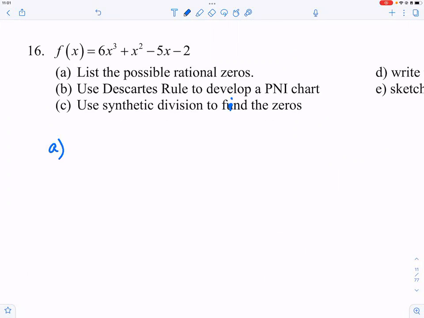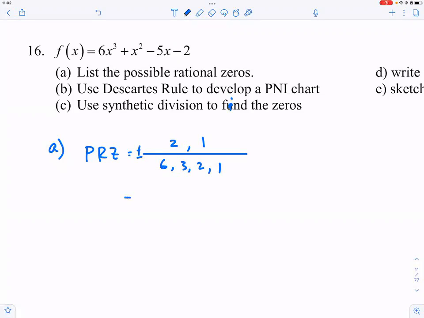Part A asks to list the possible rational zeros. Now, possible rational zeros are the factors of the constant, which is 2 and 1, over the factors of the leading coefficient, which is 6, 3, 2, and 1. It includes positive and negative.